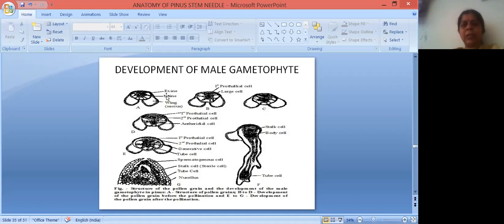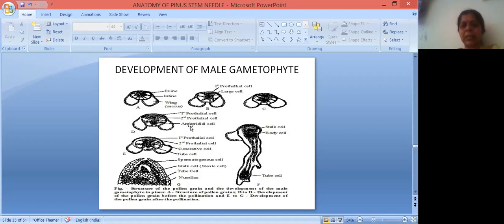these are the two wings. First, the haploid nucleus present in the pollen grain will divide unequally to produce one large cell and one small cell. The small cell is called the prothallial cell and the large cell is called the antheridial cell. The prothallial cell slowly disintegrates and one more division takes place in the antheridial cell, which leads to the formation of a second prothallial cell. Like that, the first and second prothallial cells slowly degenerate.